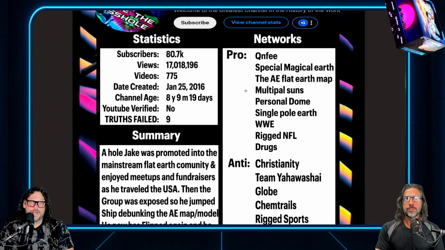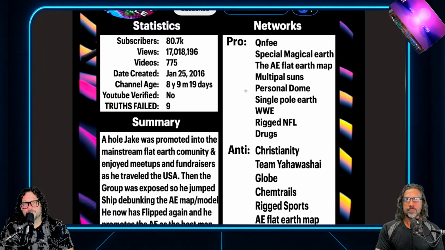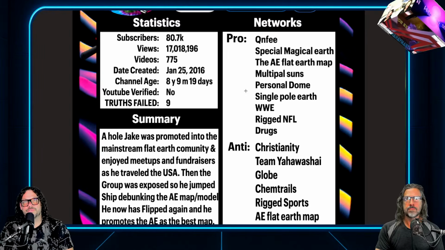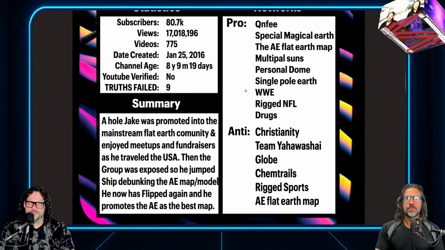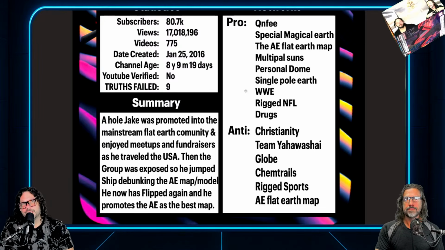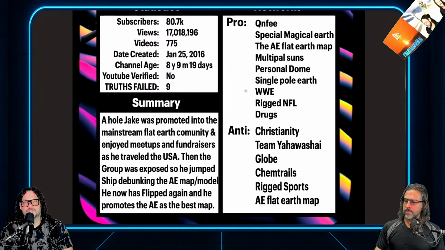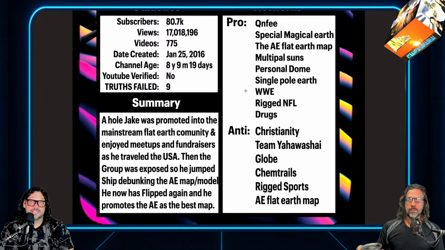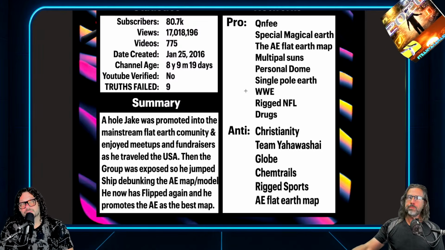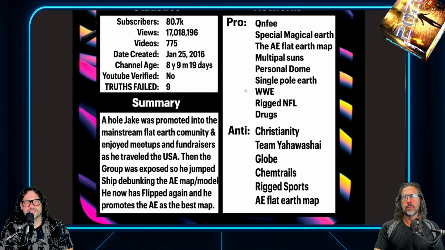He was pro AE map, then against it, then pro again, and now against it again. Right? If anyone was paying attention, Q was defending it. So Jake then defended the AE map again and said he fixed it, but now it's broken again. He's definitely into the wrestling, rigged NFL, drugs. His anti list is similar to Eric Dubay's, except for the whole AE flat earth map, but you can see he's pro and against it.